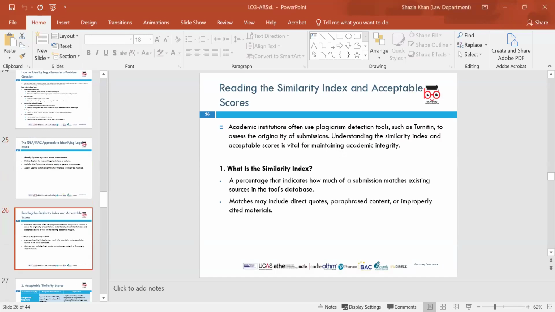Reading the similarity index and acceptable scores. When reading a similarity index typically used in plagiarism detection tools like Turnitin, a good score is generally considered to be between 15 and 20%, with a green colour indicating a low level of matching text, usually below 24%, while yellow, orange, and red colours indicate increasingly high levels of similarity that may require further investigation, with red representing very high levels of potential match, 75 to 100%.